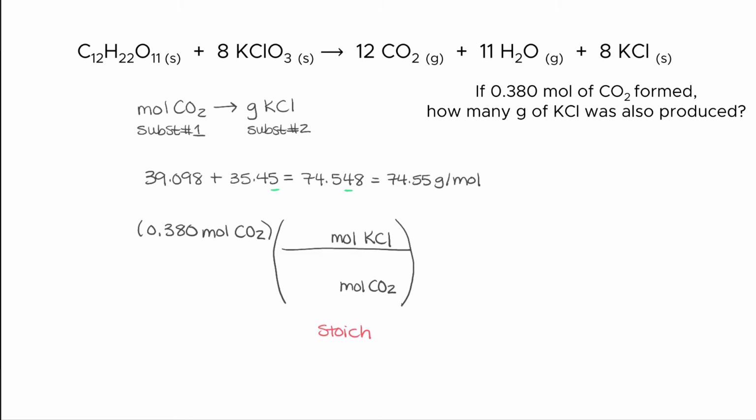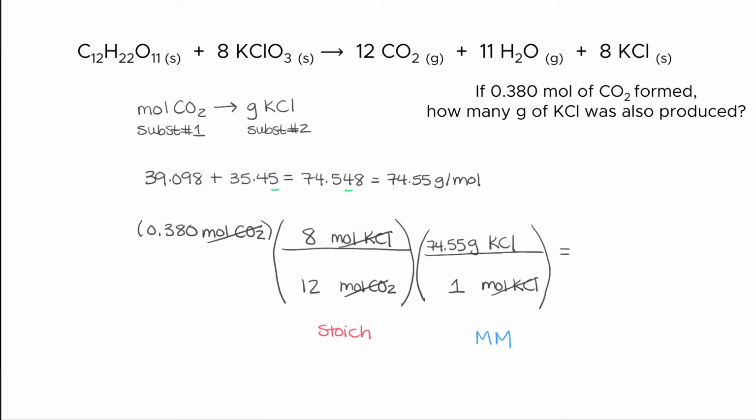So we have 12 moles of CO2 and 8 moles of KCl. We'll cancel the units and then set up for our next step. Now we apply molar mass as a conversion factor. We had moles of KCl in the numerator, so we need moles of KCl in this denominator. That means grams of KCl will be in the numerator. Placing the numbers, we have 1 mole in the denominator and 74.55 grams in the numerator.